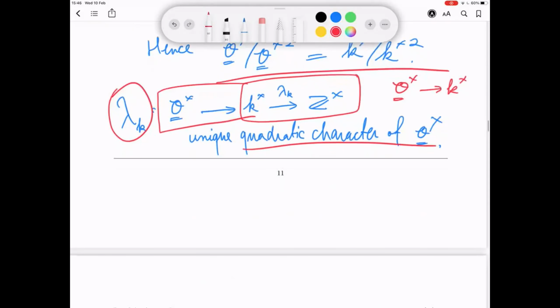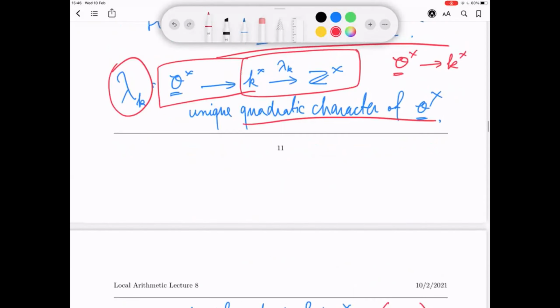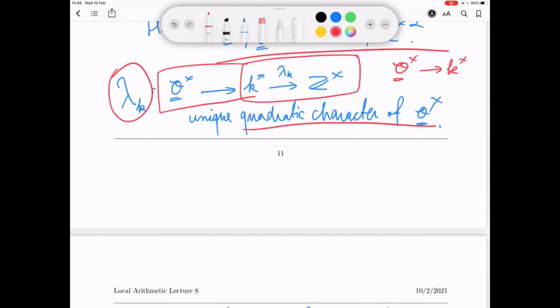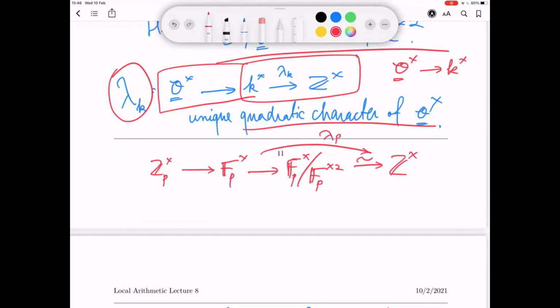Okay. So this is, of course, analogous to what we did for Z_p. For there, we had Z_p star. From there, you had F_p star. Then you had F_p star modulo squares, and that is Z star. So this thing here was called lambda p, and this whole composite was also called lambda p.